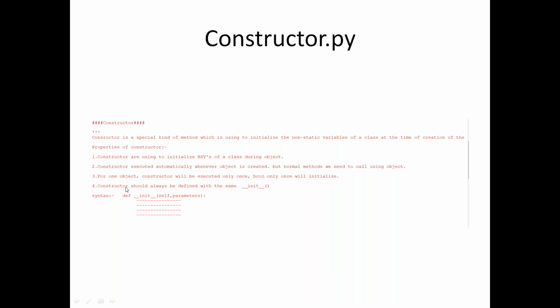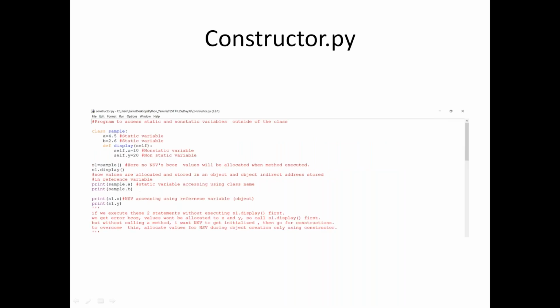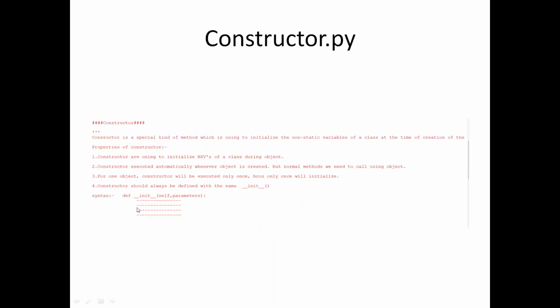So how to create a constructor: a constructor should always be defined with the name __init__, open and close bracket. This is the way you create your own constructor. Now, in place of def display with the bracket self when you're creating a method, you're just renaming it to __init__, and in the bracket you give self. The self is going to be the address, the indirect address of the object, and __init__ is nothing but a constructor method. So the system automatically executes this method, picks up the values of your non-static variables and stores them in the object.